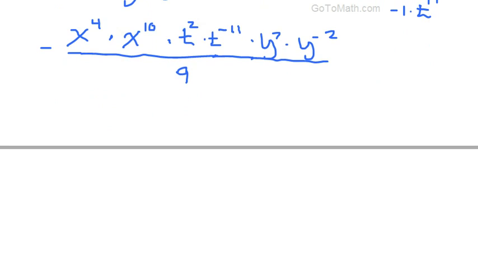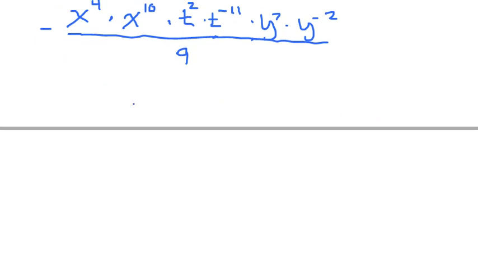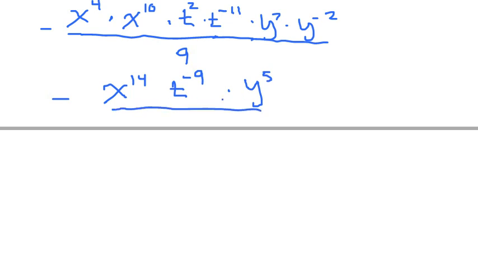Alright. So we're taking kind of a detour here. So what are we going to do here? Well, we're going to add their exponents. It's going to make that a 14. Add the exponents, 2, and that's going to make that a negative 9, right? And then we have 7 minus 2. That'll make that a y to the 5th power. And of course, that's all over 9.